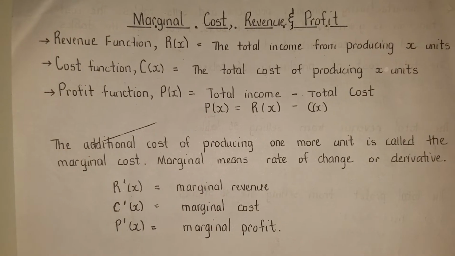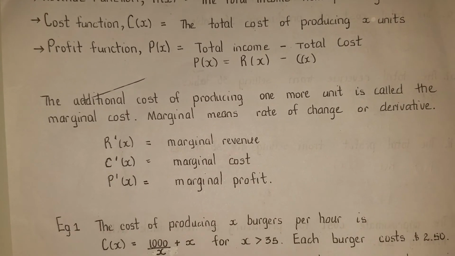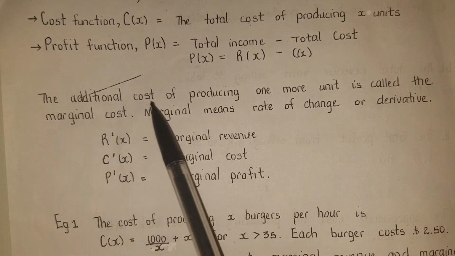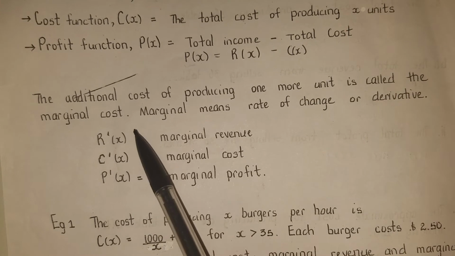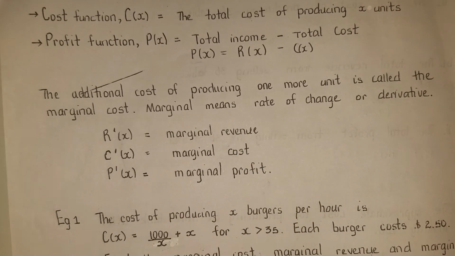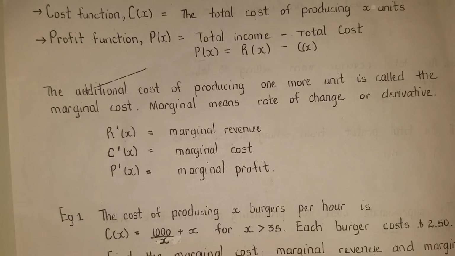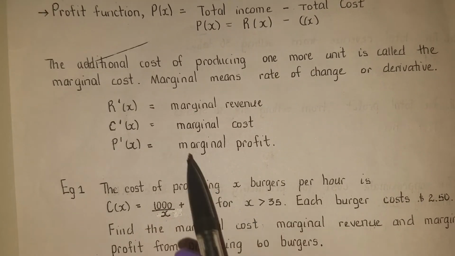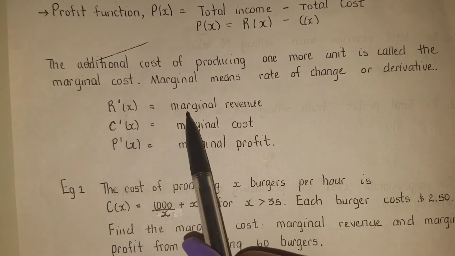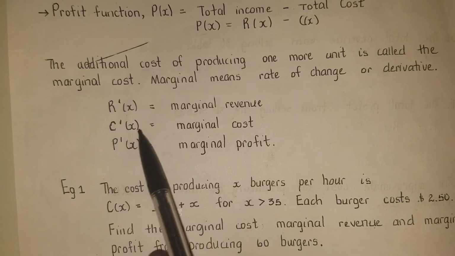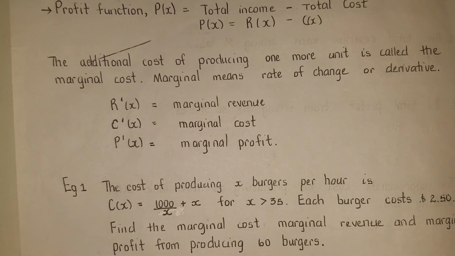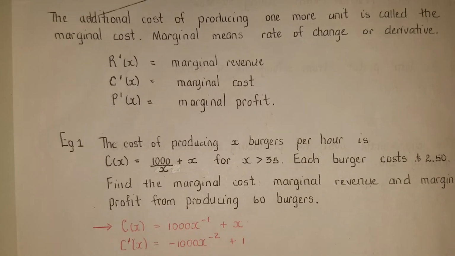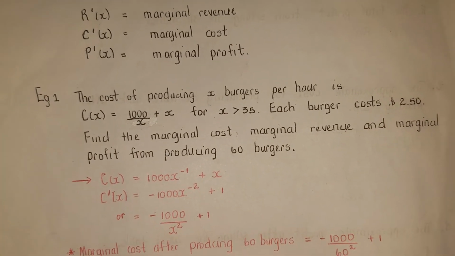Now, what actually is this marginal? The additional cost of producing one more unit is called the marginal cost. Marginal can be found from the derivative or from differentiating. And the expressions are R prime X for the marginal revenue, C prime X for the marginal cost, and P prime X for the marginal profit. Let's just look into an example to make things a little clearer.